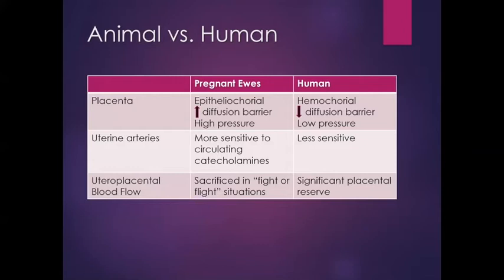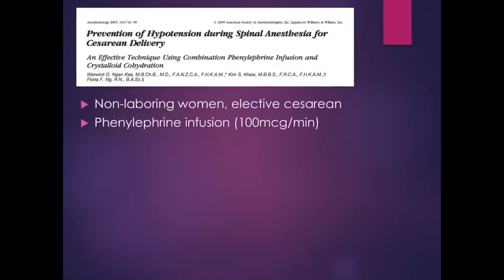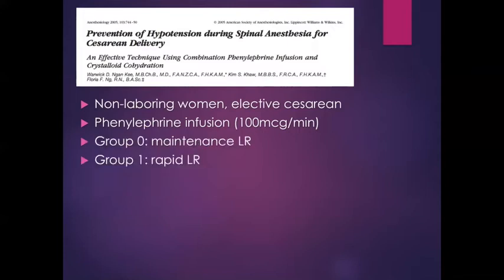The researcher really leading the way in this movement is Dr. Warren Nahnke. In 2005, Nahnke and colleagues described the first really effective technique for preventing hypotension during spinal anesthesia for cesarean delivery. Non-laboring patients scheduled to undergo elective cesarean delivery received an intravenous infusion of 100 micrograms per minute of phenylephrine that was started immediately after spinal injection and was titrated to maintain systolic blood pressure near baseline values until uterine incision.